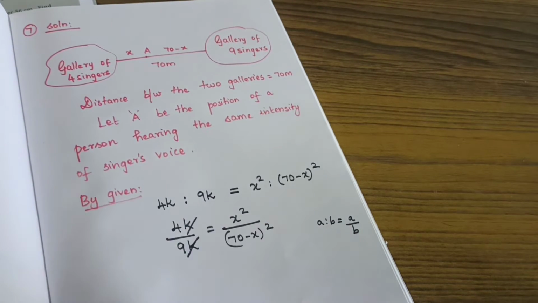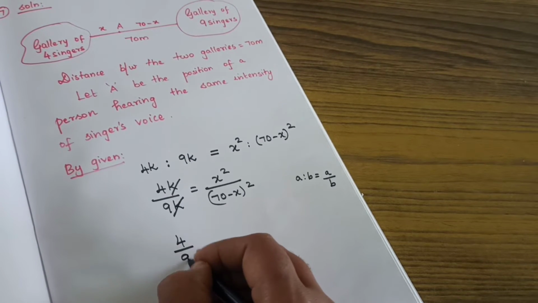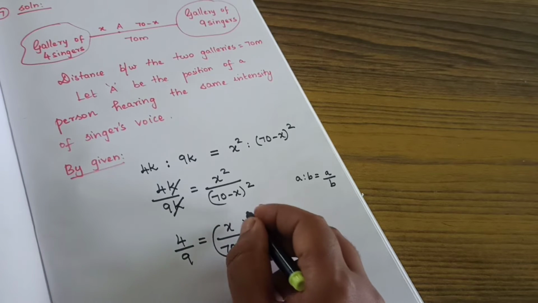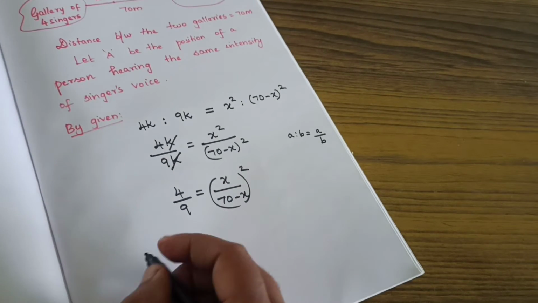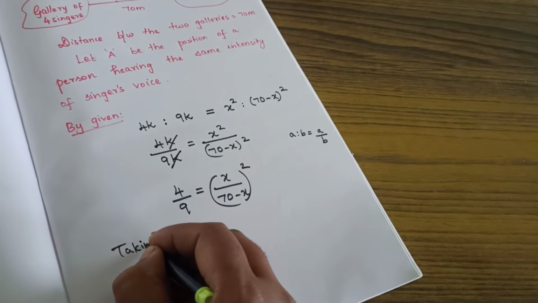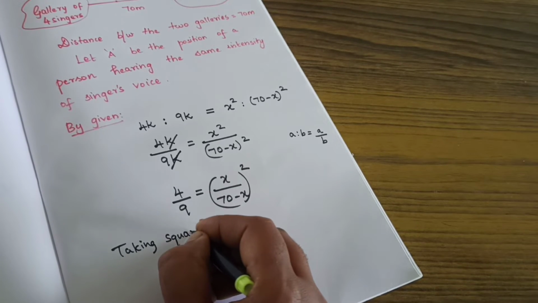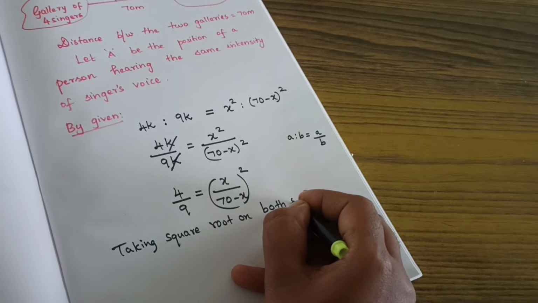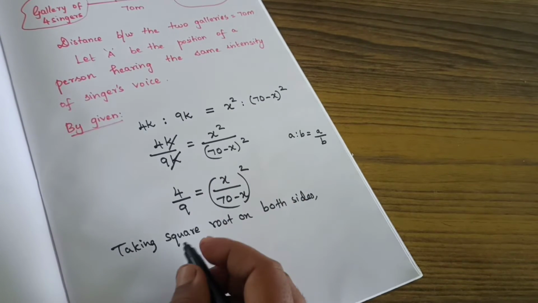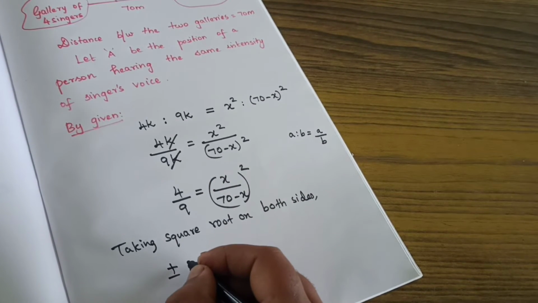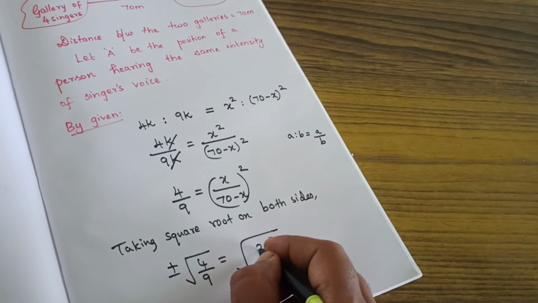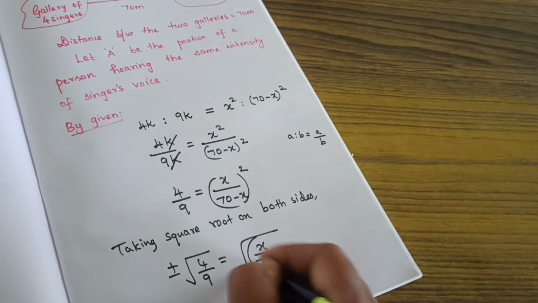Now k and k get cancelled. So 4 by 9 is equal to x by 70 minus x the whole square. Now taking square root on both sides. When we take the square root, we get 2 values, so plus or minus. So square root of 4 by 9 is equal to plus or minus x by 70 minus x.